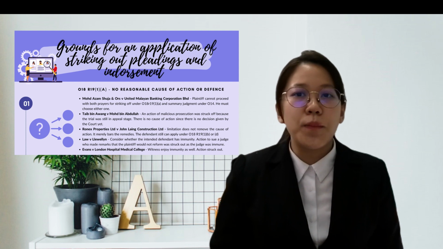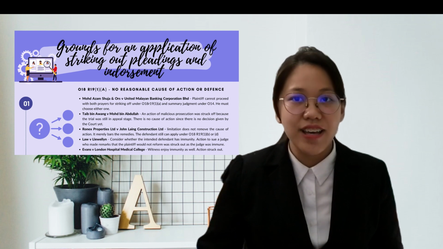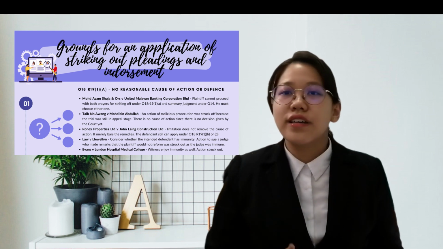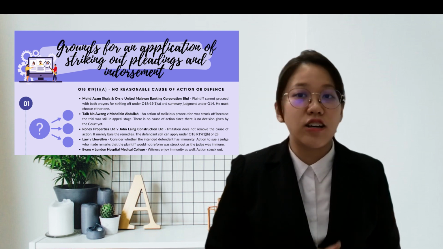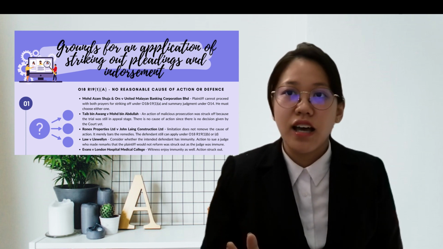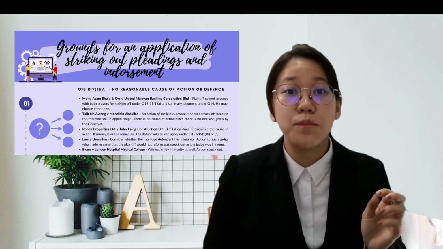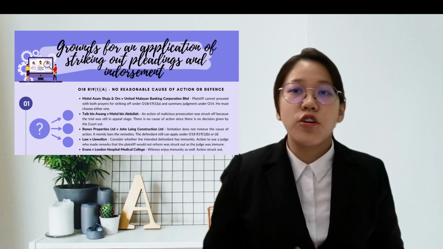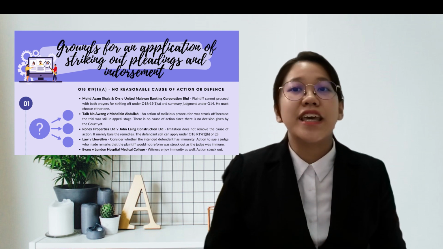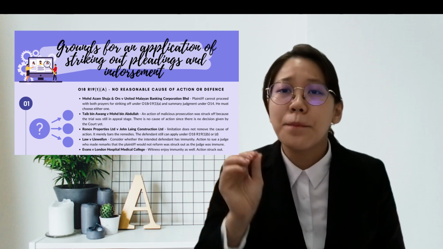If the plaintiff's claim is barred by limitation, can the defendant apply to strike out under Order 18 Rule 19(1)(a)? The answer is that you are not allowed to apply to strike out under this rule on the basis that there is no cause of action. It does not mean that if the limitation has expired, the plaintiff has no cause of action. It just means that the plaintiff's cause of action is barred by limitation. This can be seen in the case of Ronex Properties Limited versus John Laing Construction Limited, which held that limitation does not remove the cause of action. It merely bars the remedies.